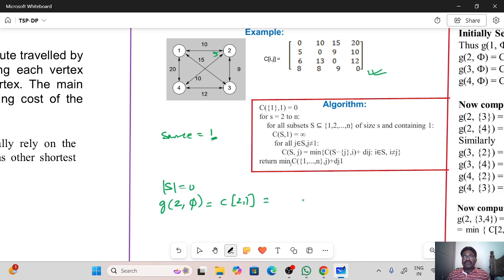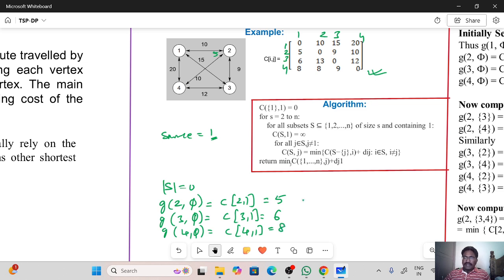What is the cost of 2 1? These are all the elements, 1 2 3 4, 4 rows and 4 columns. Which one do we need? 2 1. What is the cost of 2 1? 5. Next I will find g of 3 with the empty set. Any vertex may be the last, whether it is second, third or fourth. So g of 3 pi is nothing but the cost of 3 1. What is the cost of 3 1? 6. And g of 4 pi is the cost of 4 1. What is the cost of 4 1? 8.